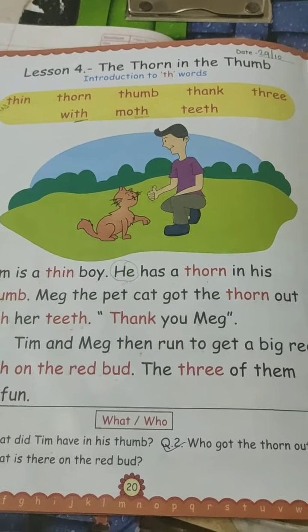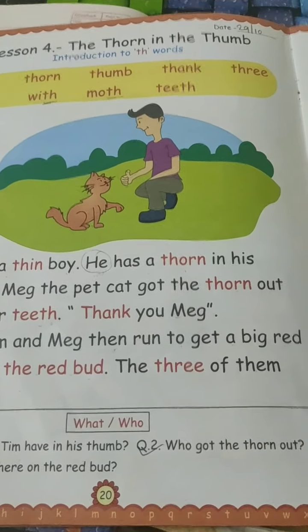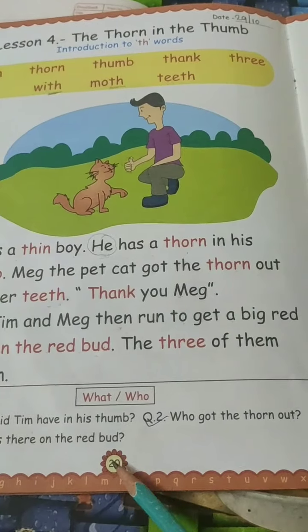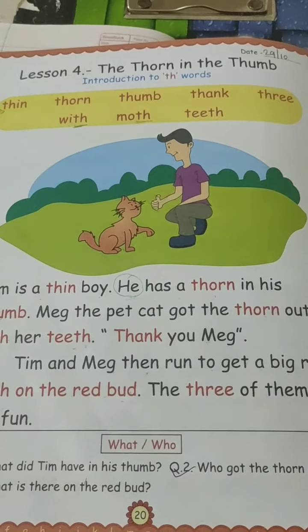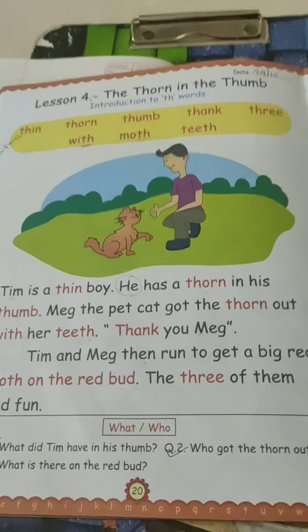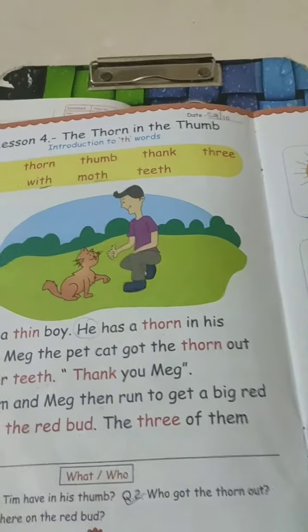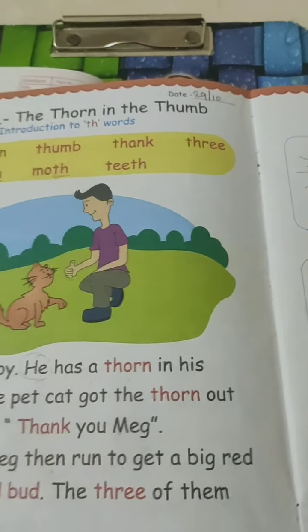Okay, so today we are going to see lesson number 4, the thorn in the thumb. For that I want you to open your phonics reader textbook page number 20. Come on, open it. And along with that, you have to be ready with the capital cursive workbook and your notebook. Come on. Okay, put today's date, 29th October.